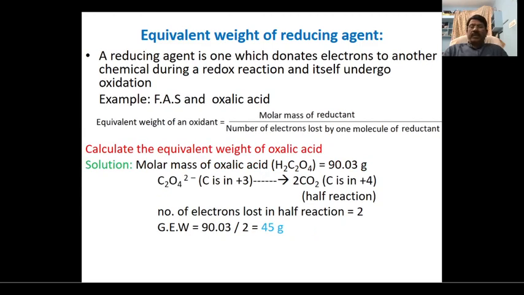In the same way, we have a second example, oxalic acid. The formula is the same. To calculate equivalent weight of oxalic acid, we need a molar mass of oxalic acid, which is 90.03. Here also carbon is in +3 on reactant side, and on product side carbon is in +4. The number of electrons lost in half cell is 2 because there are 2 carbon atoms. Hence, gram equivalent weight of oxalic acid is 90.03 divided by 2, that is equal to 45.